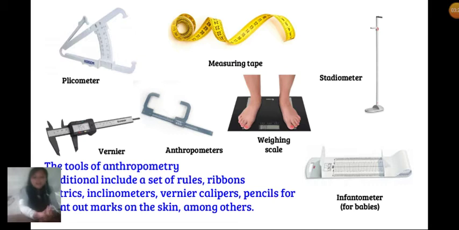The tools of traditional anthropometry include a set of rules, rebound metrics, inclinometers, vernier calipers, and pencils for pointing out marks on the skin, among others. For example, a stadiometer, an infantometer, which is exclusive for babies, and a weighing scale.